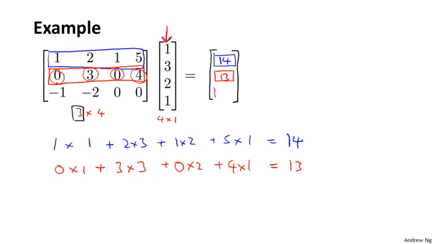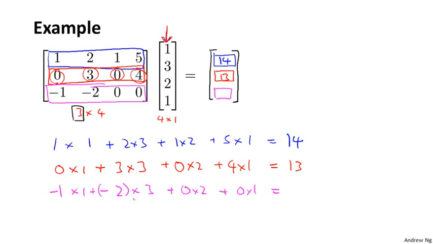And finally, for the last element, I'm going to take this last row. So I have minus 1 times 1, minus 2, or really this is plus negative 2, I guess, times 3, plus 0 times 2 plus 0 times 1. And so that's going to be minus 1 minus 6, which is going to be negative 7. Okay, so my final answer is this vector: 14, 13, negative 7.